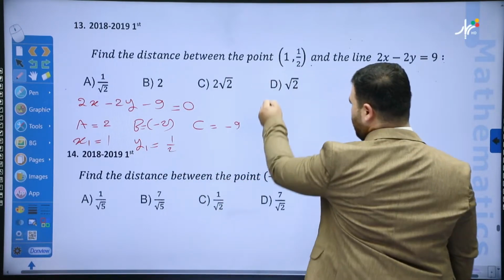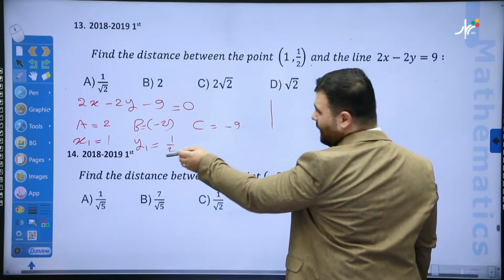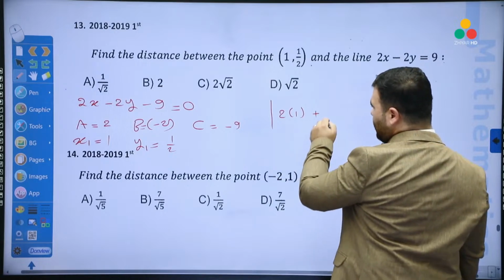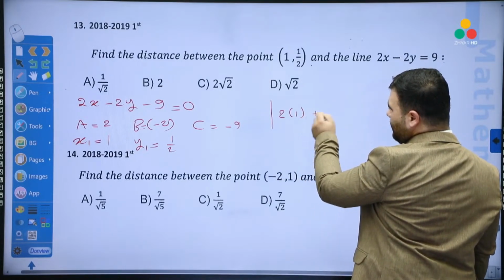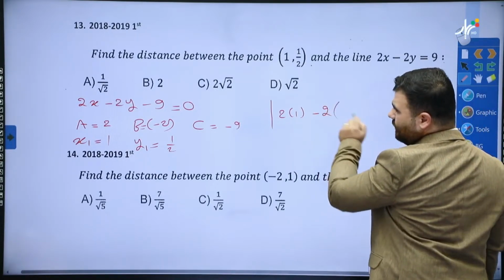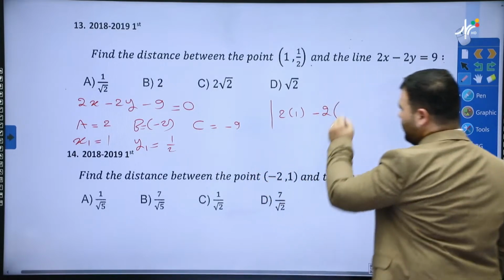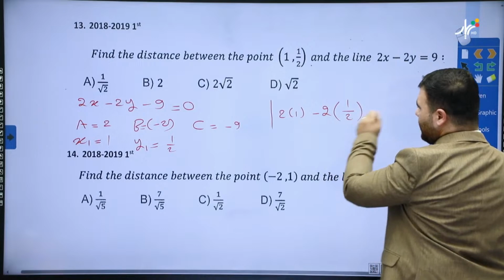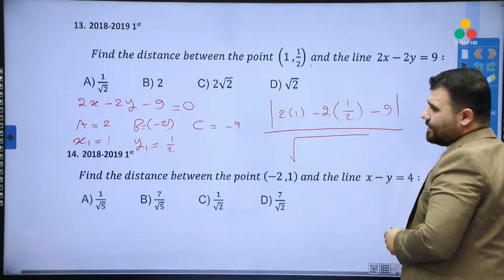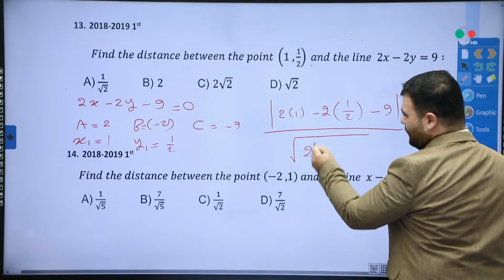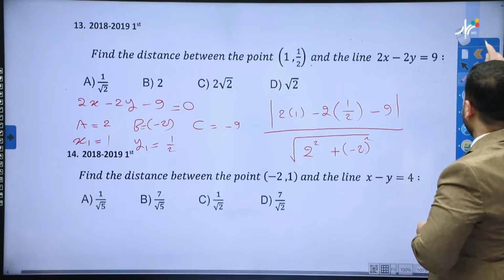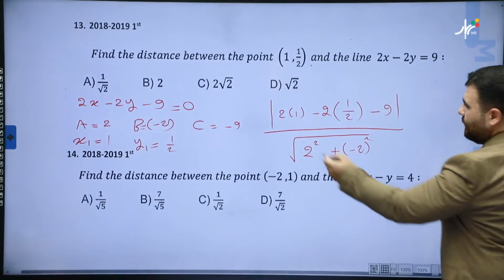Now the rule is like this. Absolute value of a x1, 2 times 1, plus b, which is negative 2, multiplied by 1 over 2, and c is negative 9, all inside the absolute value, over the square root of a squared plus b squared. That's 2 squared plus negative 2 squared. This is 2.